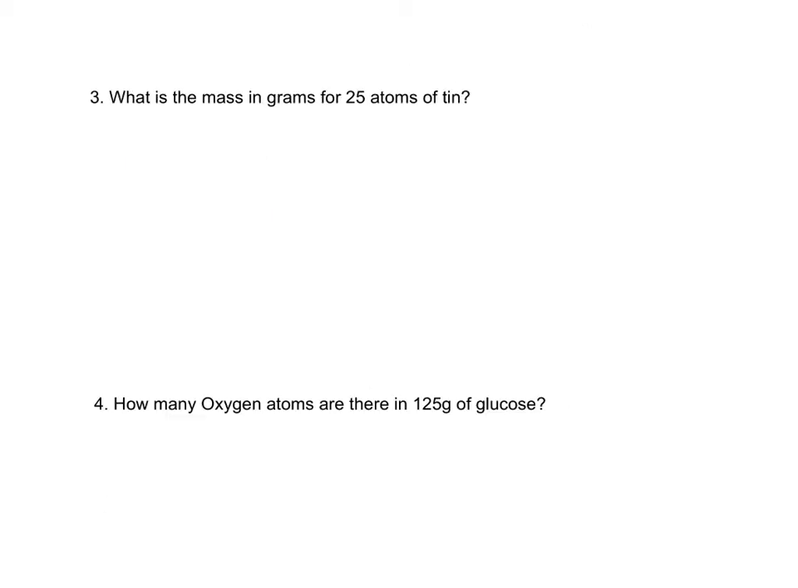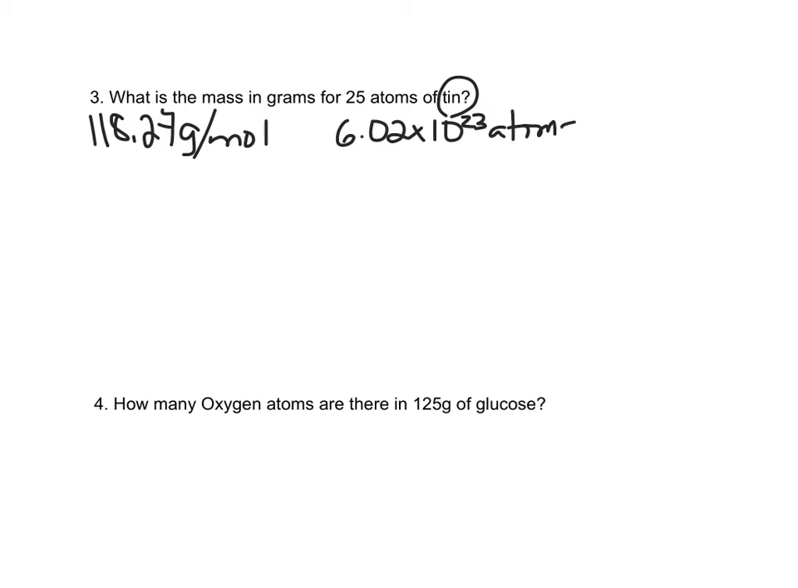Okay, what is the mass in grams for 25 atoms of tin? We did this question already. We know that the molar mass is 118.27 grams per mole. We know we're talking about tin, so it's an element. So Avogadro's number is atoms per mole. So these 2 ratios, Avogadro's number and molar mass, are readily available to us.